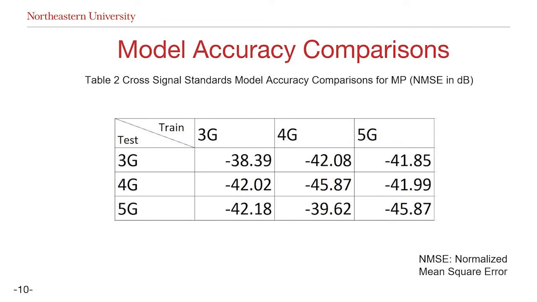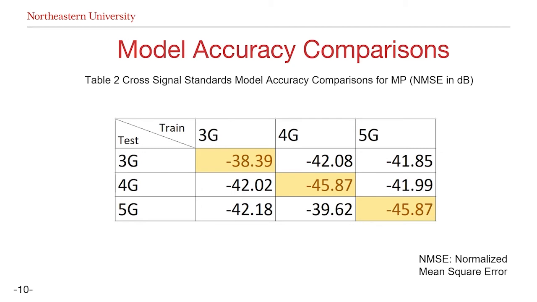Table 2 here shows the accuracy of our common behavior model, where the results are shown in NMSE in dB, where NMSE stands for normalized mean square error. It is generally used to measure the performance of a PA's behavior model or DPD performance.